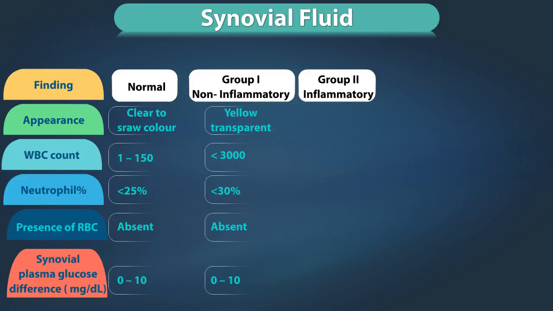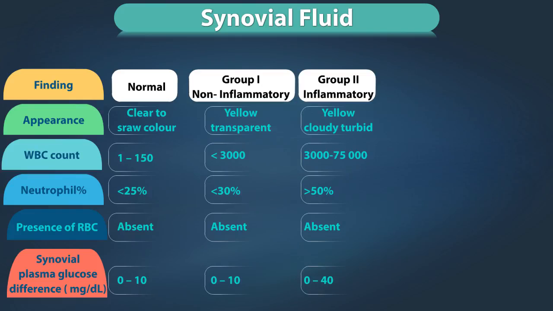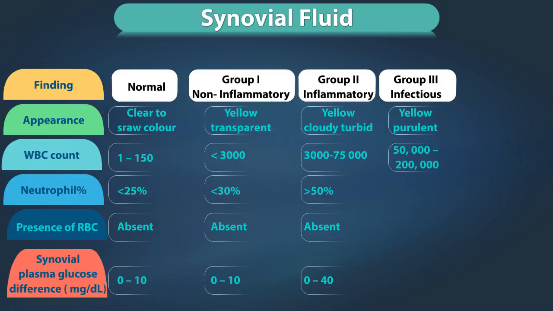The group 2 or the inflammatory group, the fluid is yellow, cloudy, and turbid with 3000 to 75,000 cells per microliter, more than 50% neutrophils, absent RBCs, and a difference of 0 to 40 milligram per deciliter. The group 3 or the infectious group has a synovial fluid which is yellow and purulent with a high WBC count of 50,000 to 200,000, more than 90% neutrophils. RBCs may be present, and the synovial plasma glucose difference of 20 to 100 milligram per deciliter.